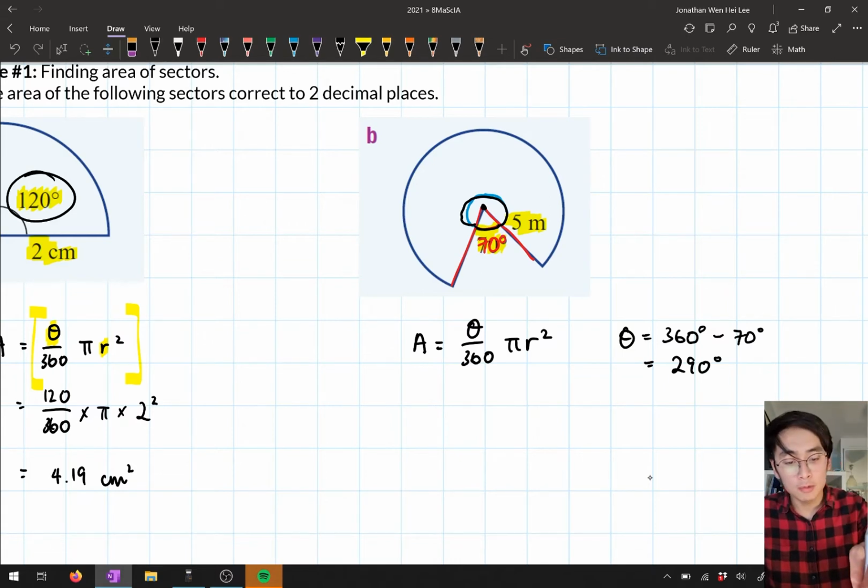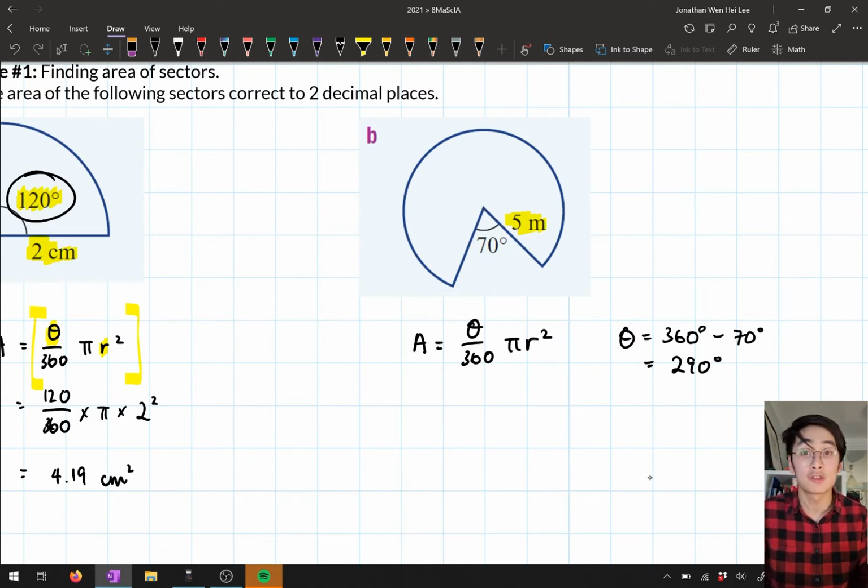And so here, just be really careful. Even though they've given us 70 degrees, that's not the angle inside my sector. And so in order for me to actually answer this question, I need to find that angle inside my sector first.